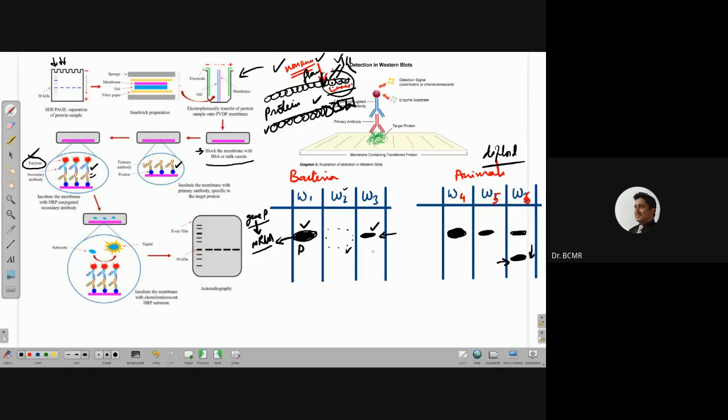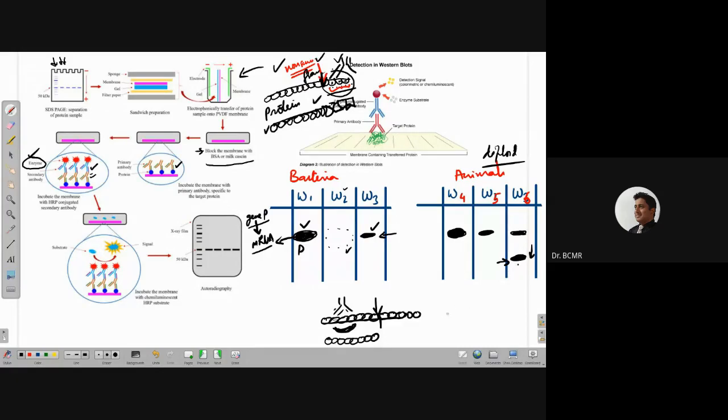So if you have a situation like this, say for example, there is a protein and the antibody is recognizing an epitope somewhere around here. And if a nonsense mutation happened in this place, the mutated protein produced is usually smaller. It is truncated, so it would travel faster.